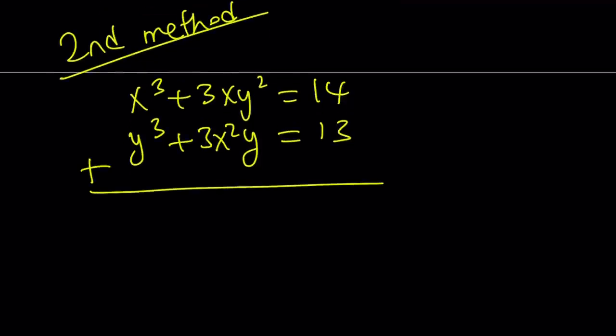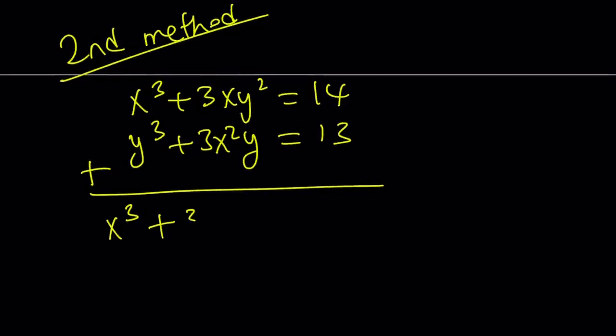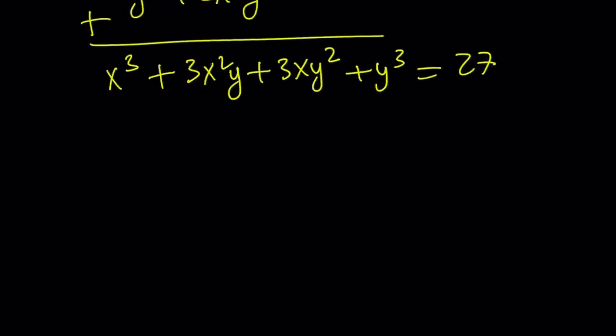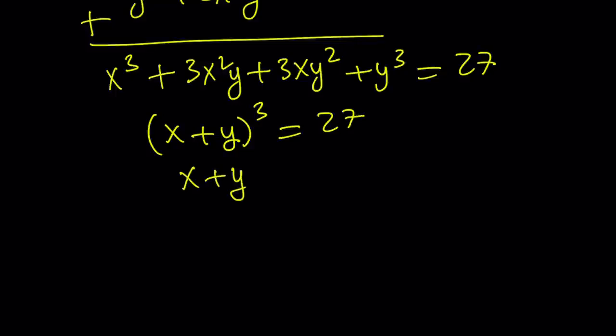Do you see y? When we add these two equations, we get the following: x cubed plus 3x squared y plus 3xy squared plus y cubed equals 27. And the left-hand side just happens to be x plus y to the third power. Yay, awesome. Now if you cube root both sides, you get x plus y is equal to 3.